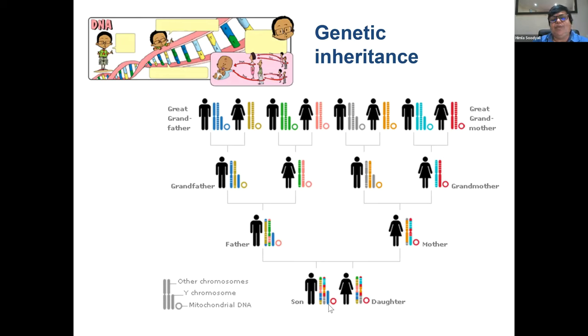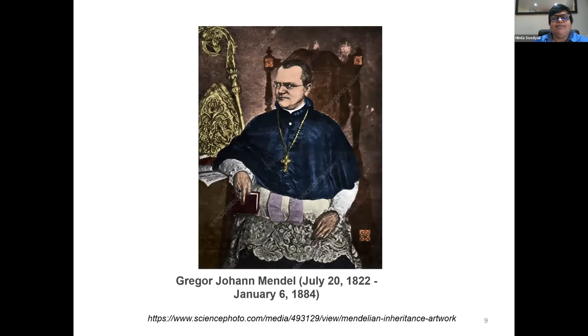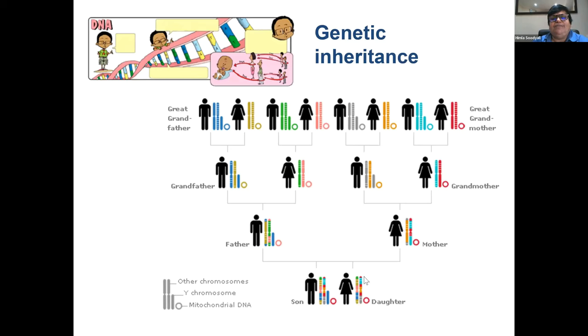And given that Y chromosomes and mitochondrial DNA are inherited only through a single line lineage, it is important for us to be able to understand how they become useful in scenarios that I will be talking about. But I'll get to that also a bit later.